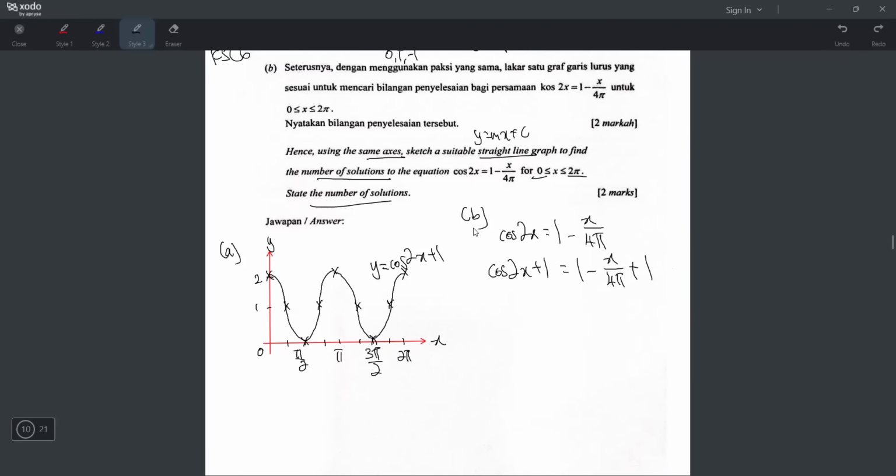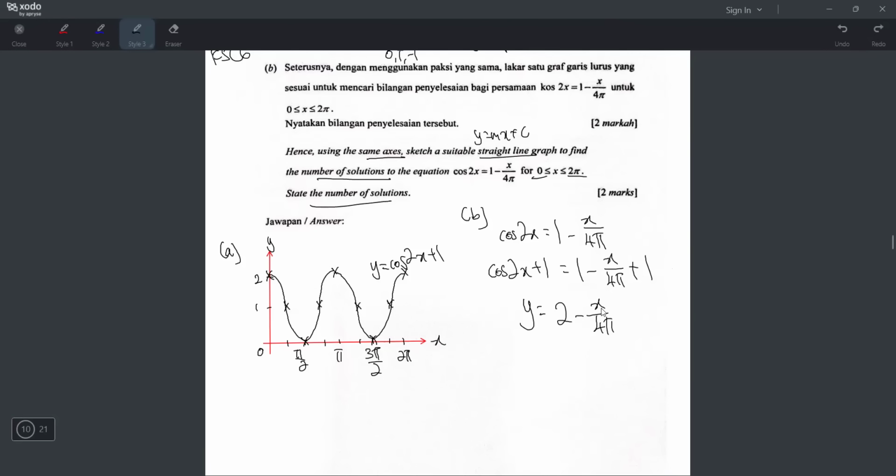Okay. And why did I do that? Because I know cos 2x plus 1 is equal to y. So now I can write y, and then 1 plus 1 will be 2, minus x over 4 pi. And there you have it. That's the equation of a straight line. Okay. y equals mx plus c. And you can see the x is on top.